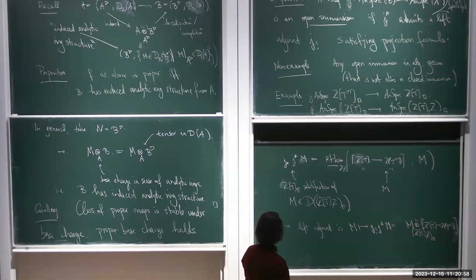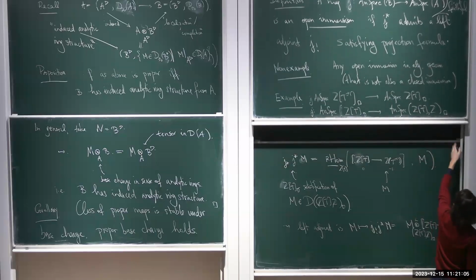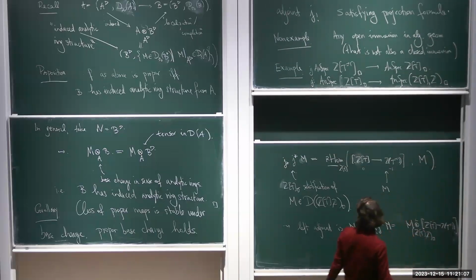All right. So why is this reasonable? Why does this have anything to do with the intuitive idea that these lower shriek functors should be some kind of cohomology with compact support?